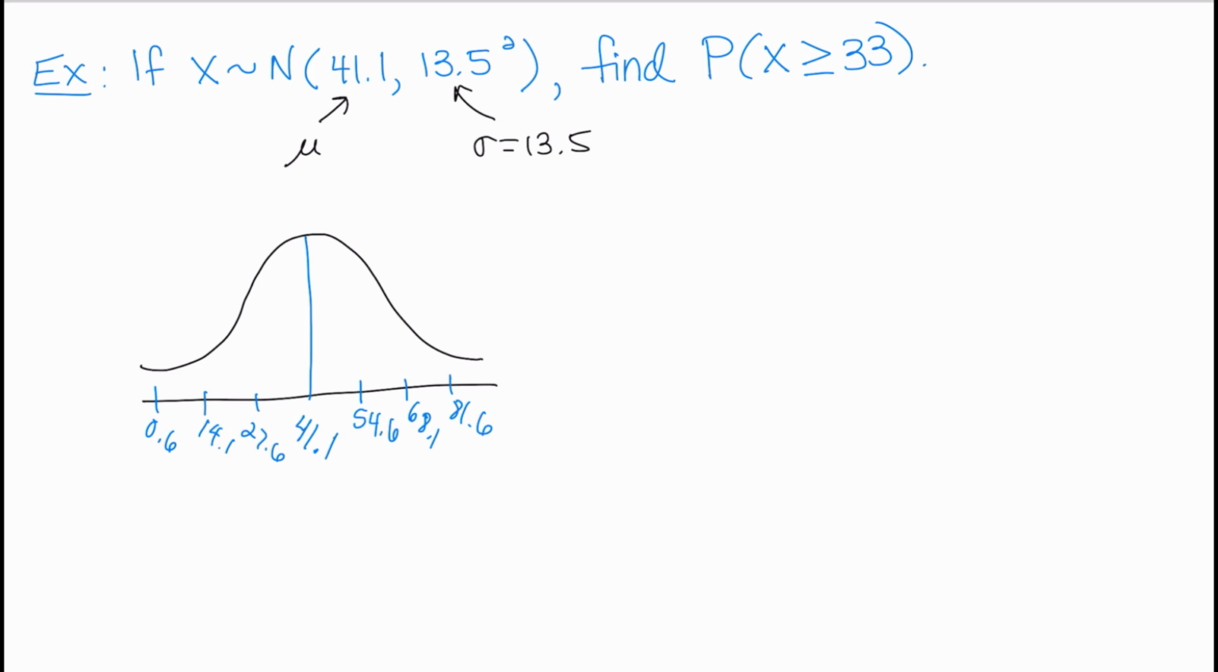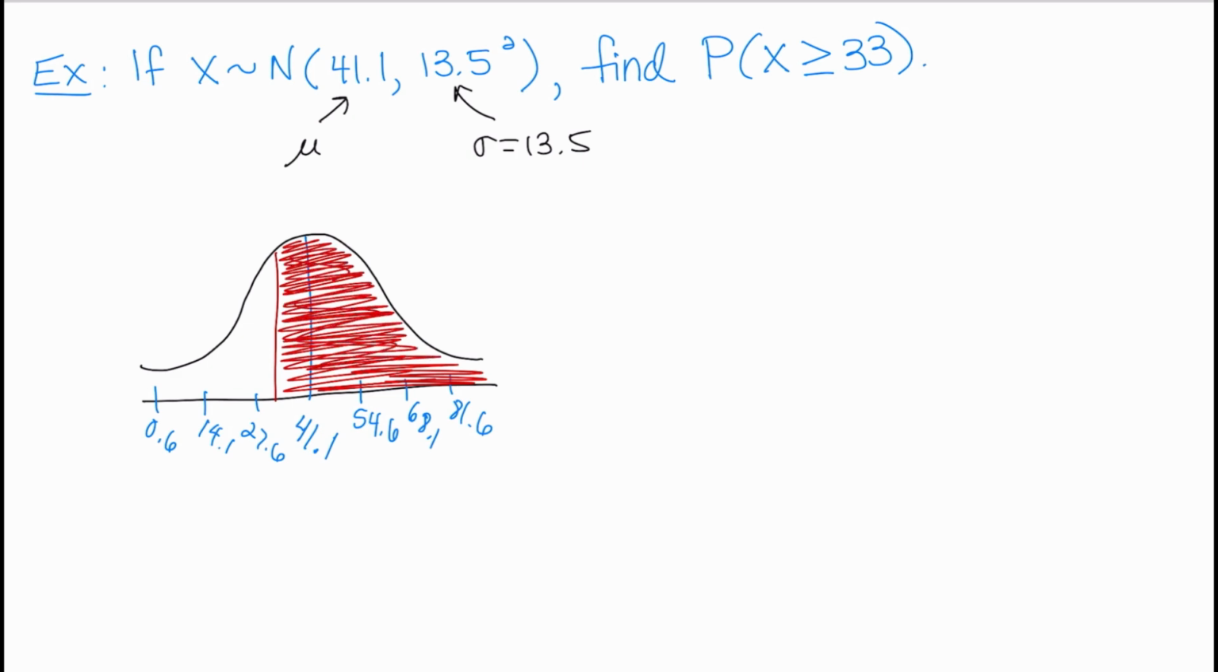Now the problem in this case is to find the probability that x is greater than or equal to 33. So 33 is going to be somewhere around here. It's more than 27.6, less than 41.1. And because I want the probability of x being greater than or equal to 33, I want the probability of everything that's to the right. So I'm going to shade everything to the right.